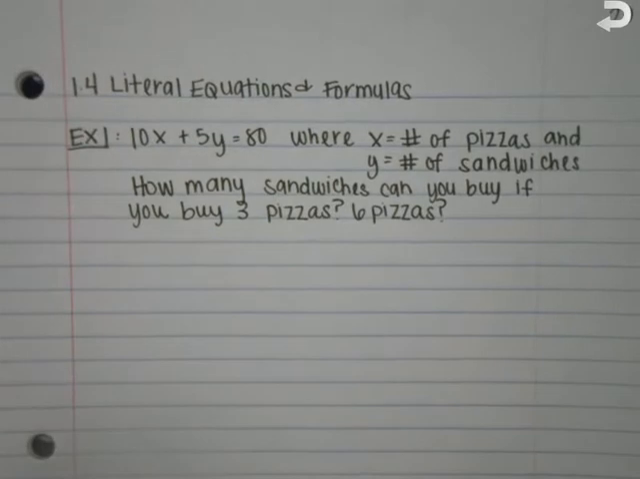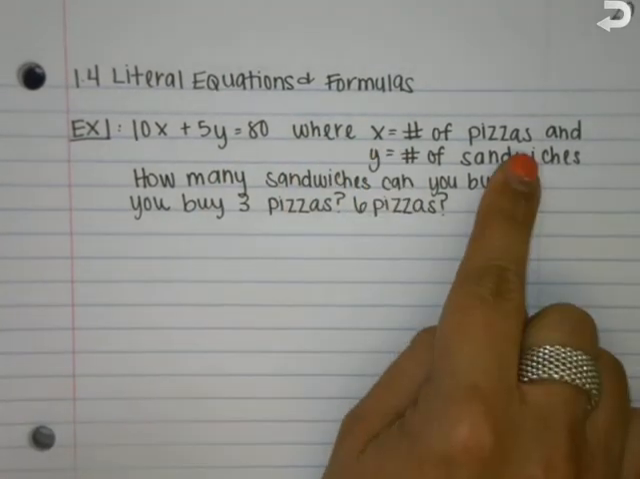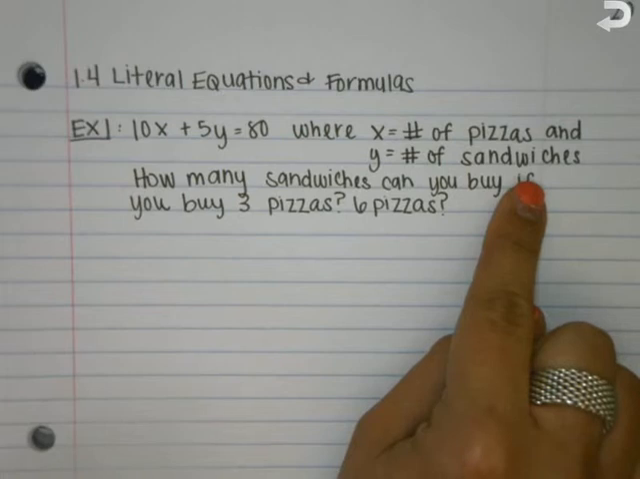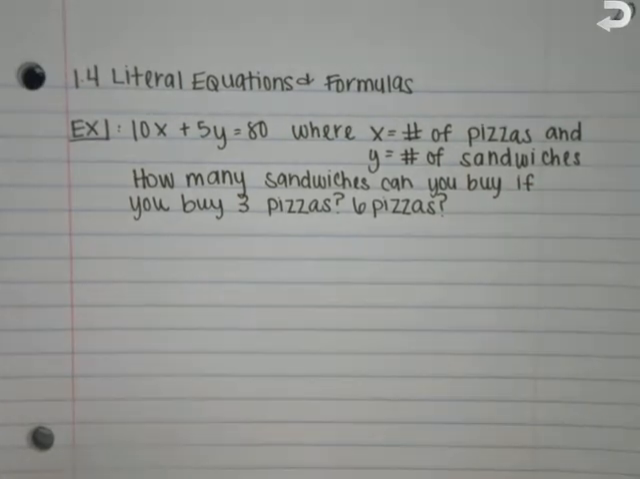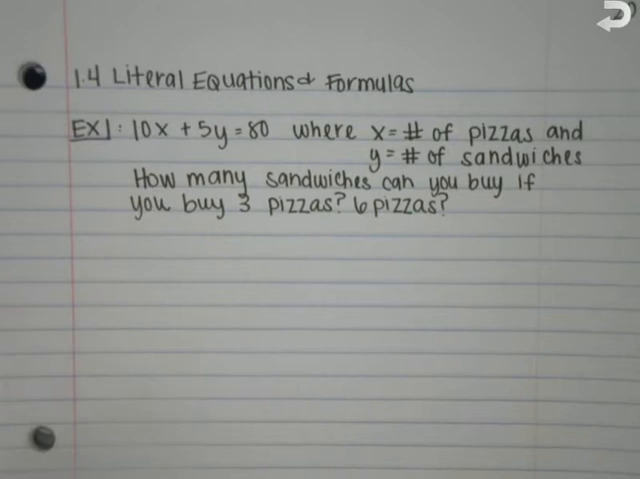So the first example, example 1, I give you the equation 10x plus 5y equals 80. X is the number of pizzas and y is the number of sandwiches. I want to know how many sandwiches you can buy if you buy 3 pizzas, and how many sandwiches you can buy if you buy 6 pizzas.